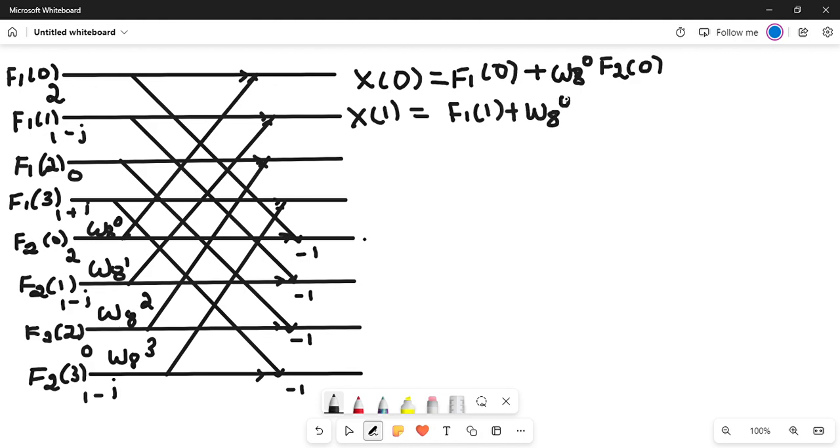Omega a to the power of 0 into F2 of 1, and here it is x of 2, which is equal to F2 of F1 of 2. I'm so sorry. I won't take much time on this, I'll just tell you how this is going to work out.